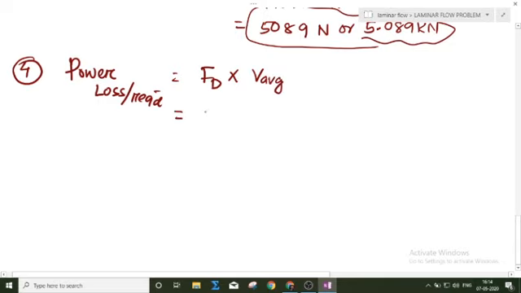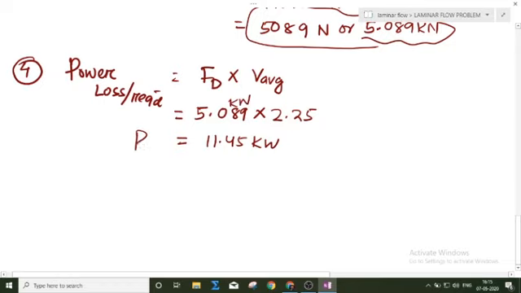So frictional resistance will be how much? This is 5.089 into average velocity. How much did we find out? This is 2.25. So how much is this coming? This is 11.45. This is kilowatt because this is in kilonewton. So this is the power required or power loss.